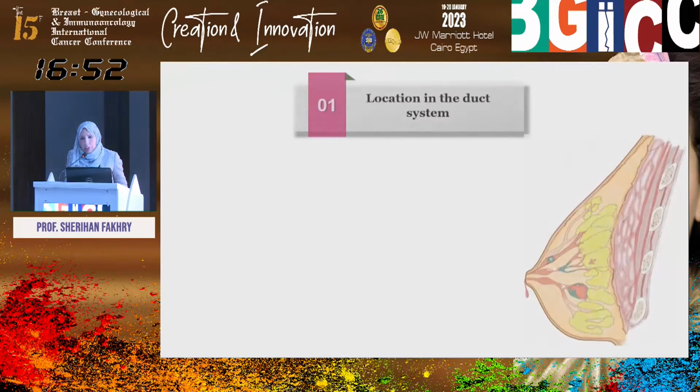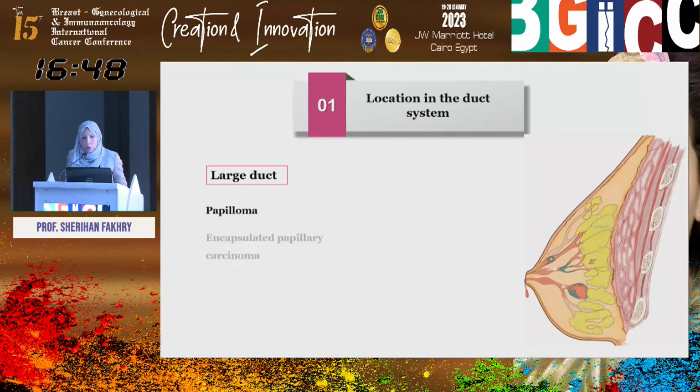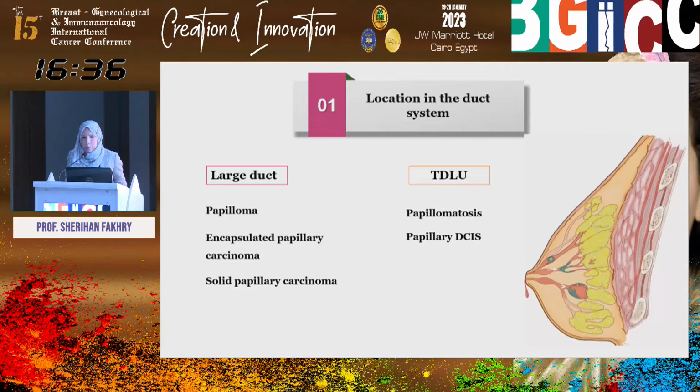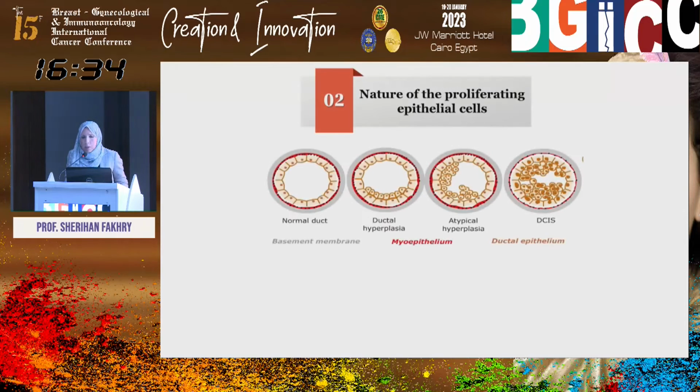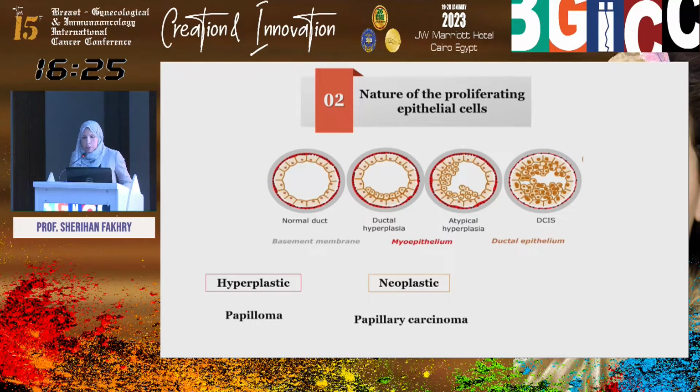Based on the location in the duct system, they are either located within large ducts, like papilloma, encapsulated papillary carcinoma, or solid papillary carcinoma, or within the terminal ductal lobular unit, as papillomatosis and papillary DCIS. Based on the nature of the proliferating epithelial cells, they are either hyperplastic as in papilloma, neoplastic as papillary carcinoma, or mixed hyperplastic and neoplastic like papilloma with atypia or DCIS.